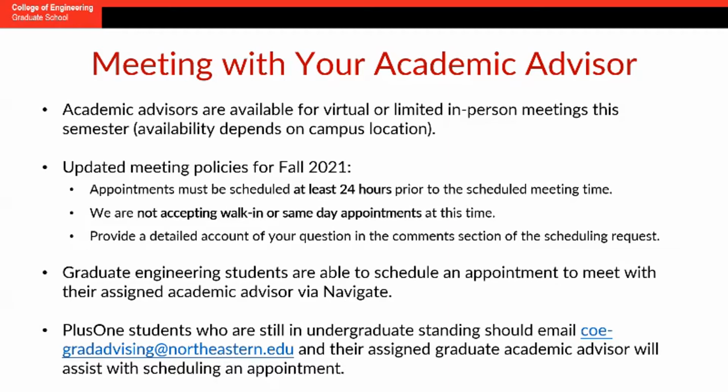Graduate engineering students are able to schedule an appointment to meet with their advisor via Navigate. You can find more information about Navigate on our website and on the Canvas orientation course. +1 students who are still in undergraduate standing should email coe-gradadvising@northeastern.edu, and their assigned academic advisor will assist with scheduling an appointment for you.